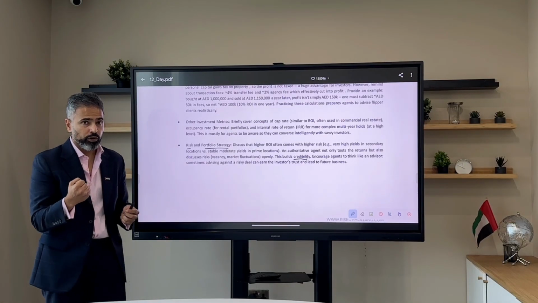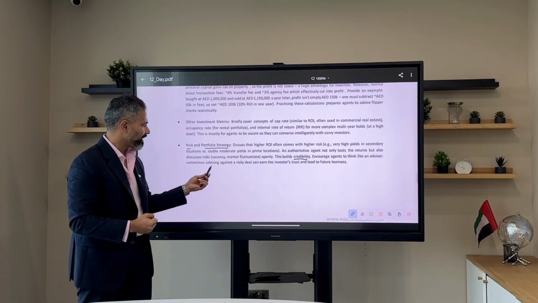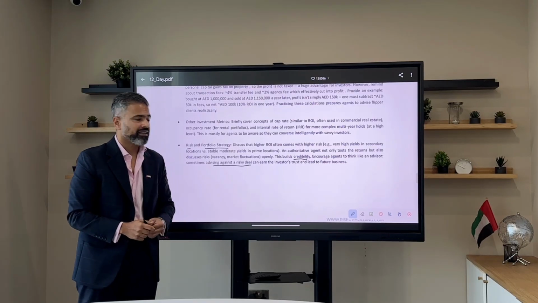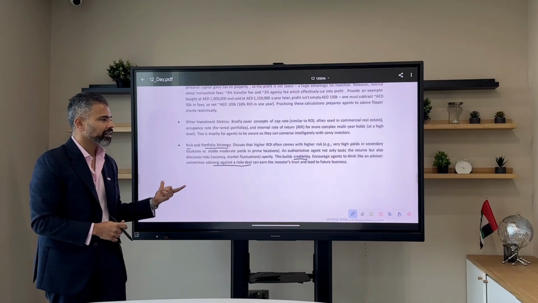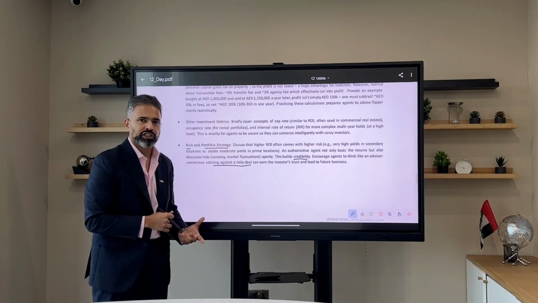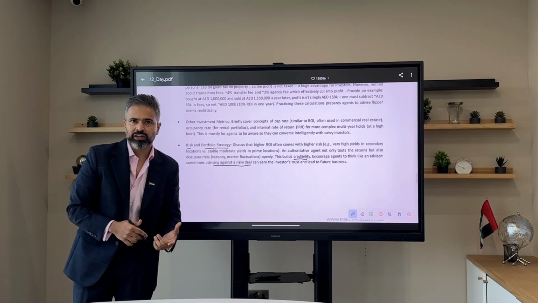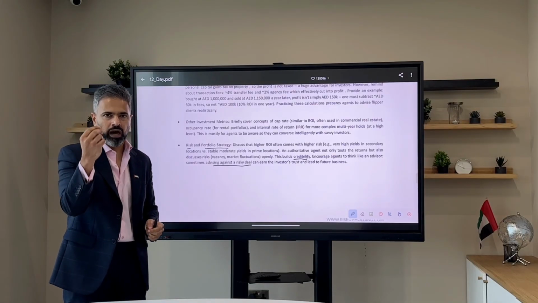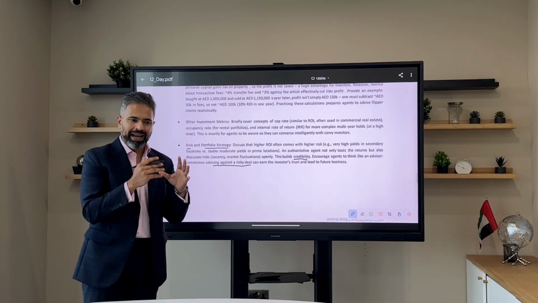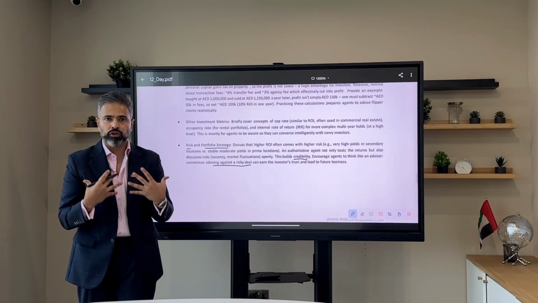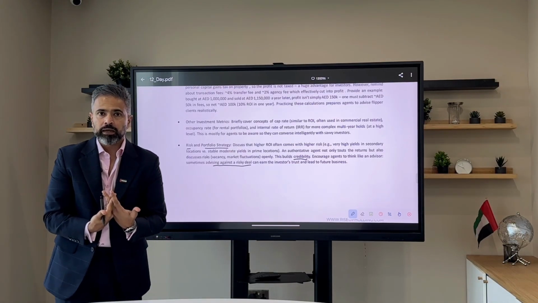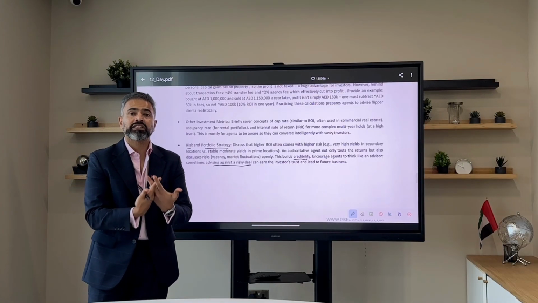So it's important to understand that sometimes advising against a risky deal can earn the investor's trust and lead to future business. If you see that the deal that you're looking at, based on all the calculations that you've run, all the scenarios that you've run, that whatever the target of your investor is, whatever their end goal is, if you feel that end goal is not to be achieved based on your own knowledge, based on your own calculations, then advise the investor against it.